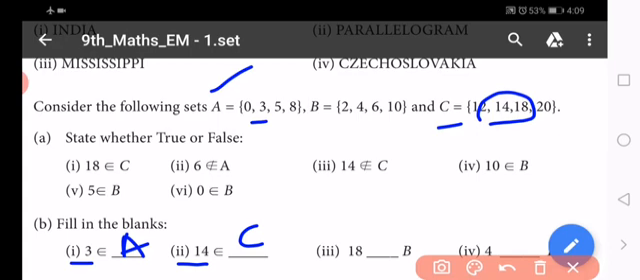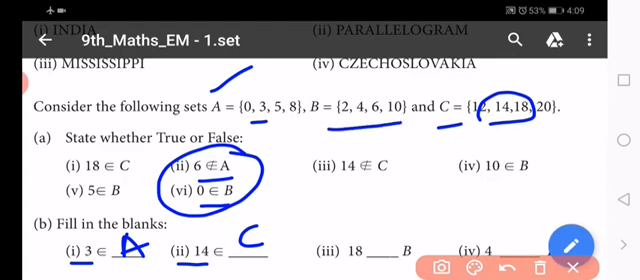And the third one, 18 dash B. We use the symbol belongs to or does not belong to. So 18 belongs to or does not belong to B. Is 18 an element or not? It is not in B. So that means 18 does not belong to B.